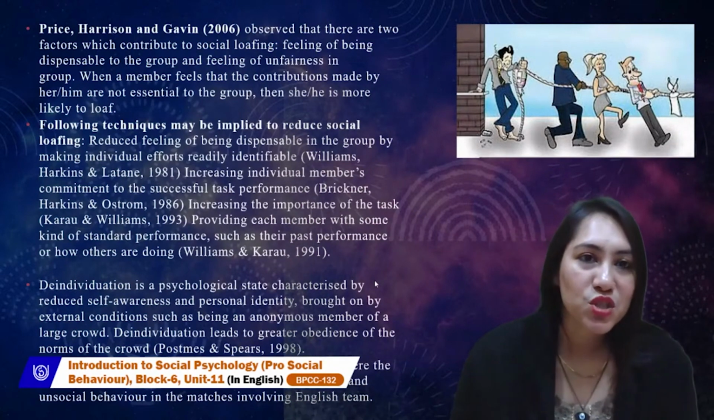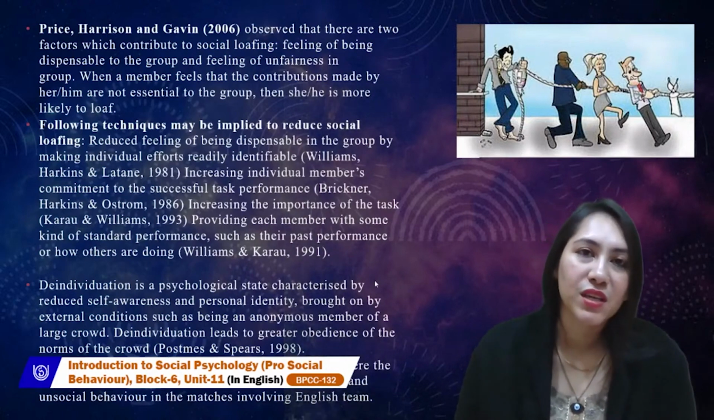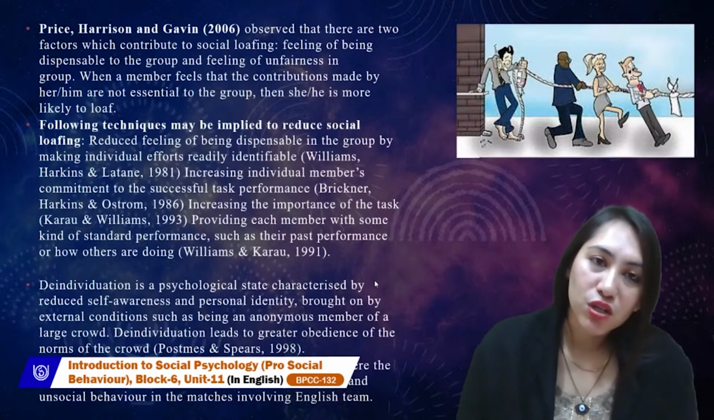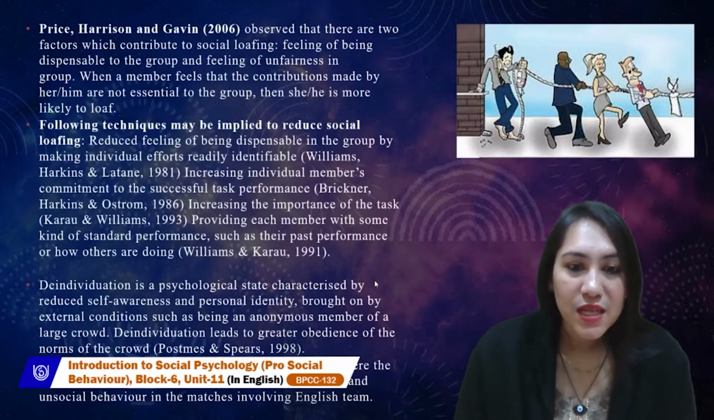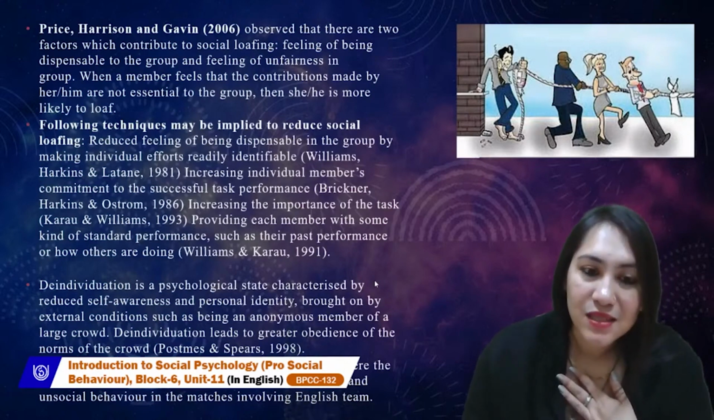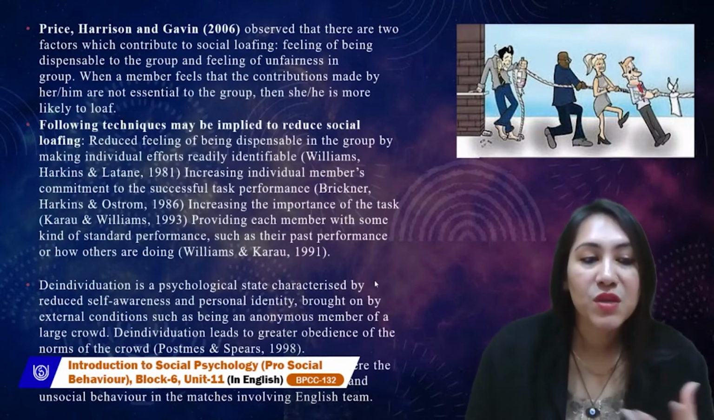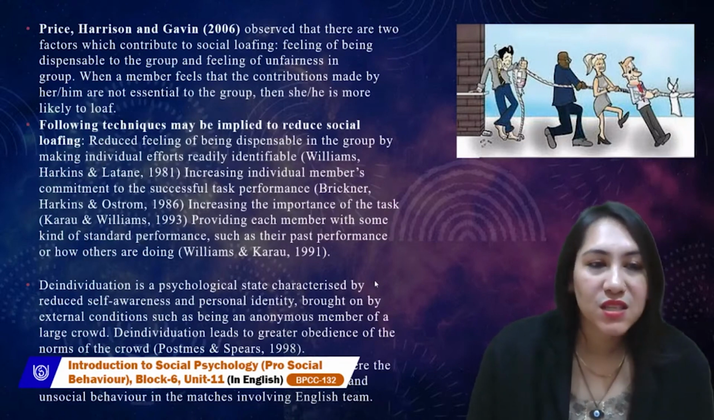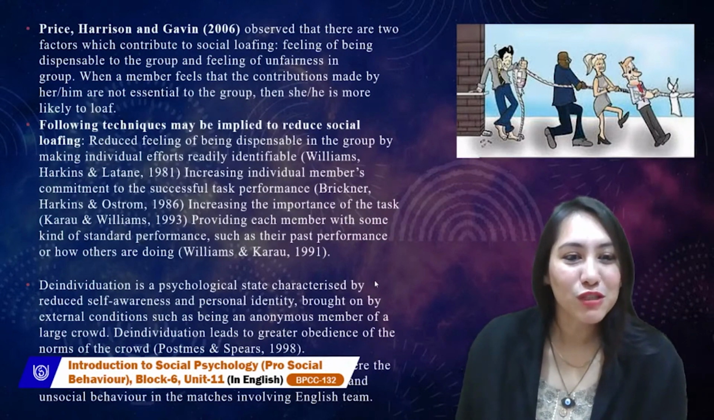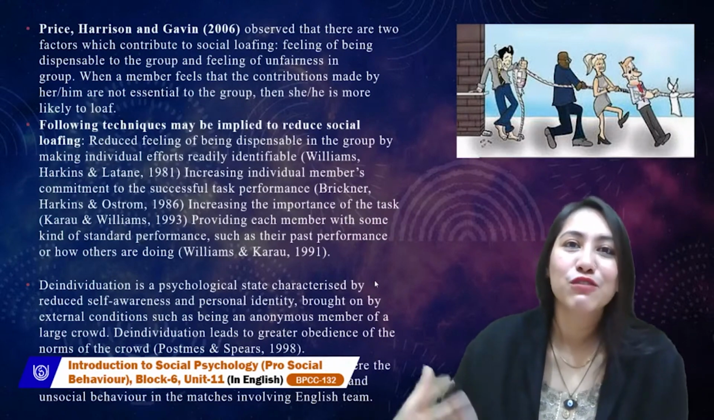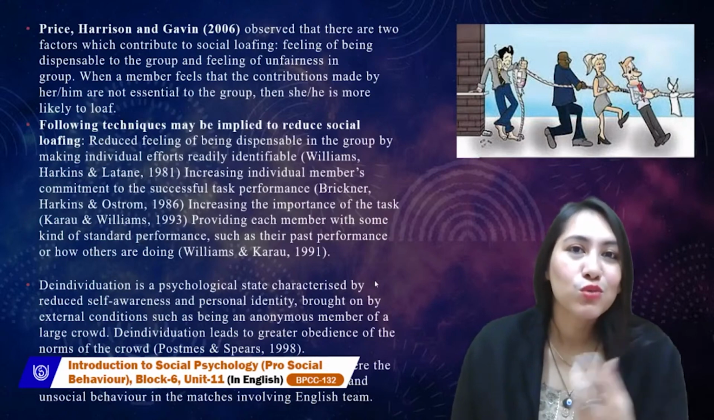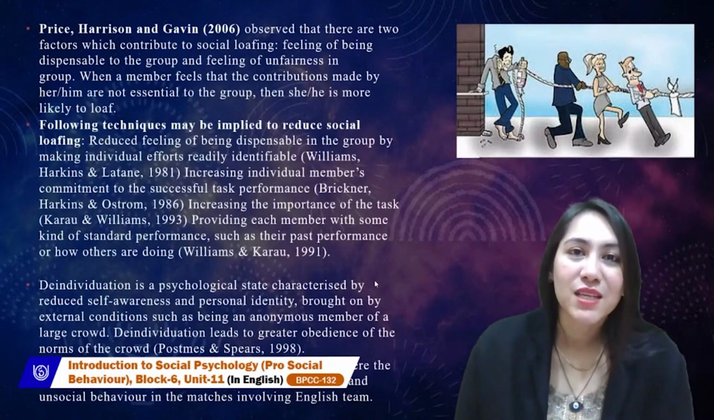Now there are another two terms very similar to processes that happen in a group. The first is de-individuation, which is a psychological state characterized by reduced self-awareness and personal identity, brought on by external conditions such as being anonymous in a large group. So this is a greater form of obedience. When a crowd is cheerleading, they don't know the motive. They lose their personal identity and they cheer for a cricket team. So they all feel alike. There is greater obedience in that cheerleading, but you do lose your personal identity in de-individuation.